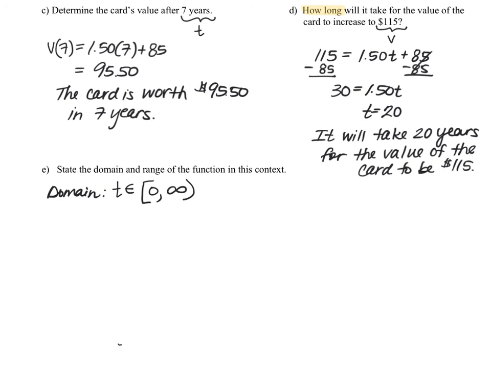And then our range is the set of output values. So in this case, we're talking about the value of the card. So this would be V. And the card was initially worth $85. So it's never worth less than that because it says that the value only increases. So that would be from $85 and then it increases indefinitely to infinity. And again, for the range, you could write the value V is an element of this interval. So that would be the domain and the range in this context.